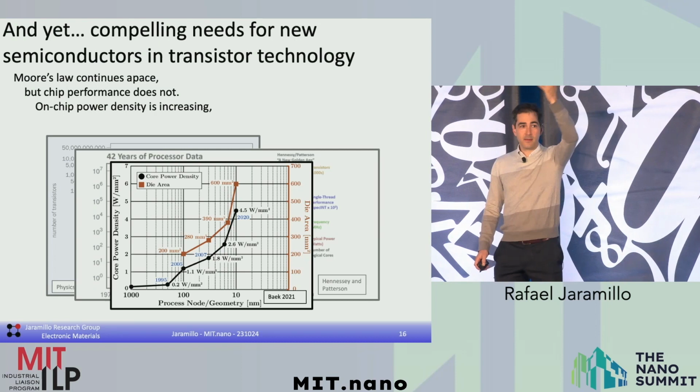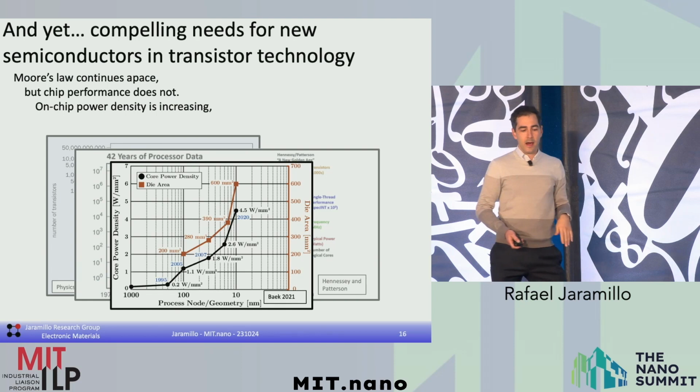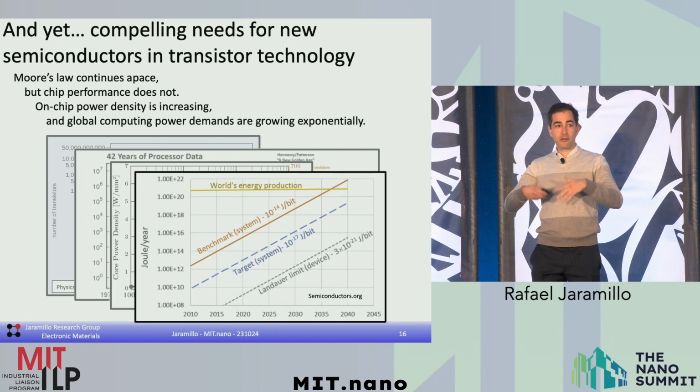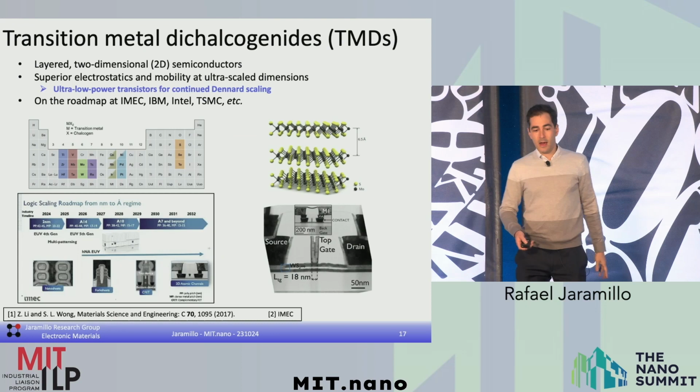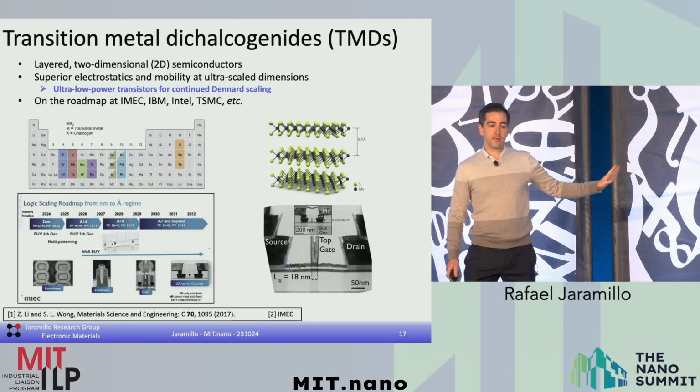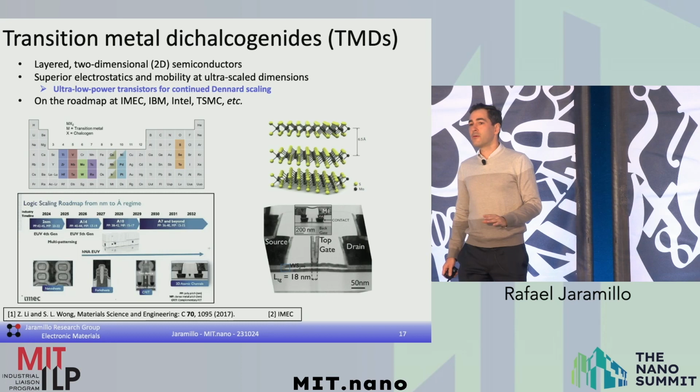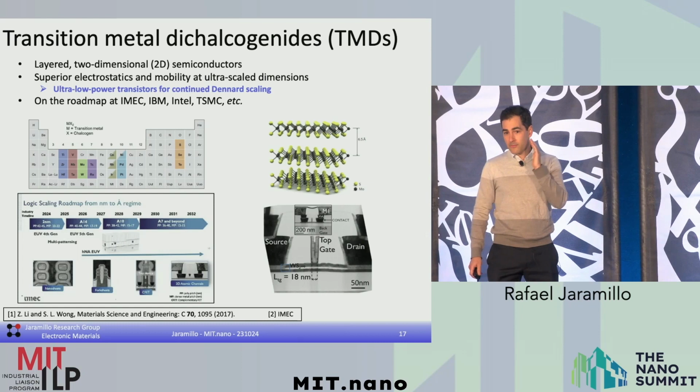You could have pictures of eggs frying on computers, talk about Dennard scaling. Performance is maintained through multi-core approaches, heterogeneous integration, lots of really innovative things. However, it remains a fact that we're kind of in trouble in terms of the power required for computing in the future. So how do we get around that? People much more knowledgeable than I have focused on these 2D materials as one possible solution for ultra-low power transistors.